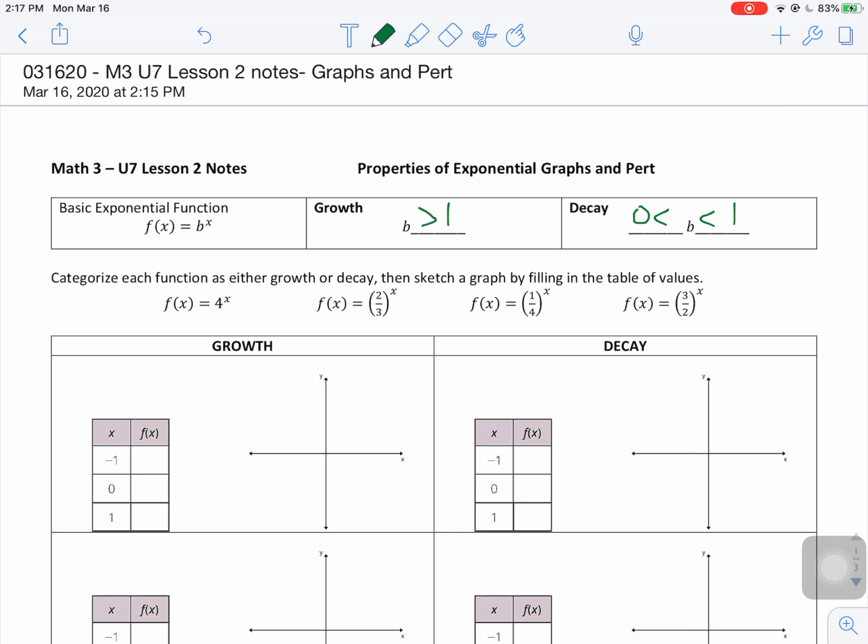So take a moment, pause the video, and try to figure out these couple functions down here. Try to decide if they are growth or decay. So just pause the video and decide if those 4 functions are growth or decay.